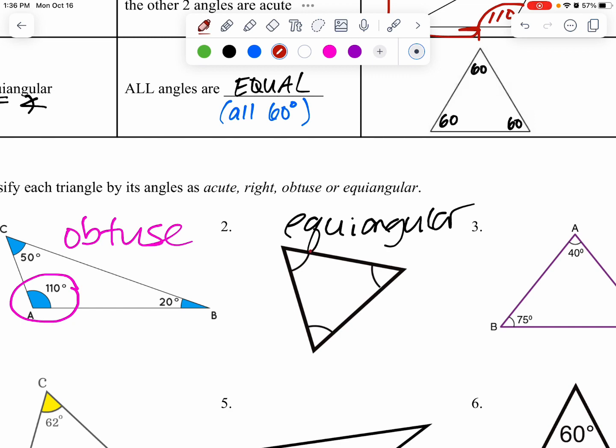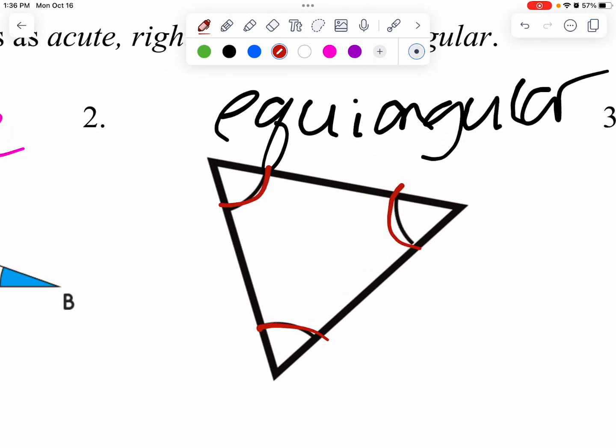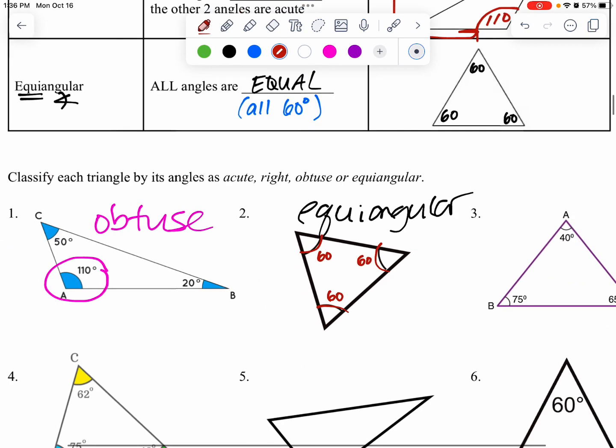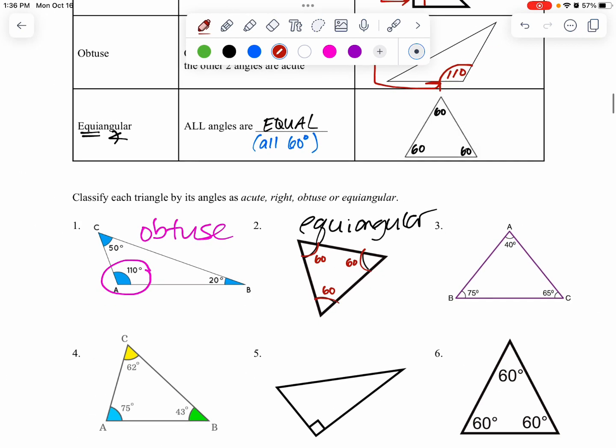That is what these swoops mean. If you need to make a note to yourself that all three of them are the same, and anytime they're always the same, yes, you can assume it's 60, because 180 degrees divided by 3 equal angles is always 60.